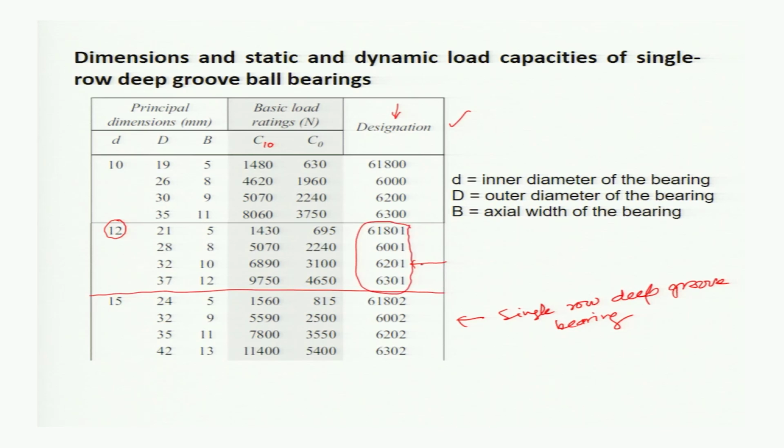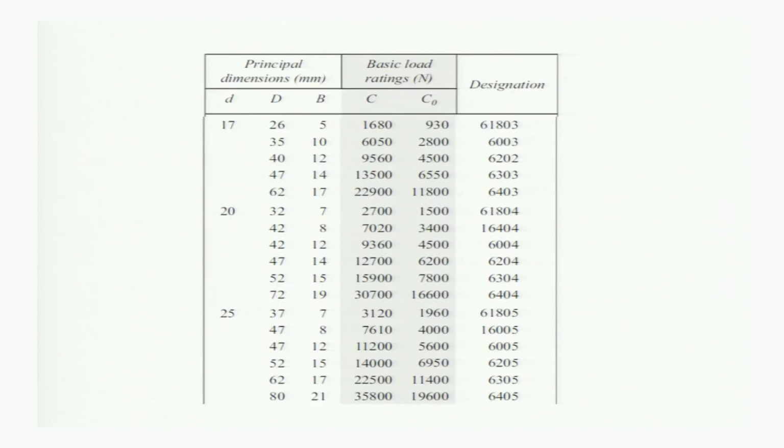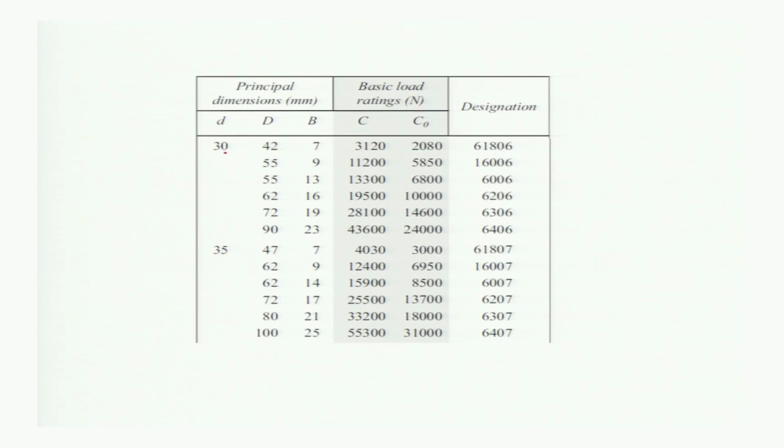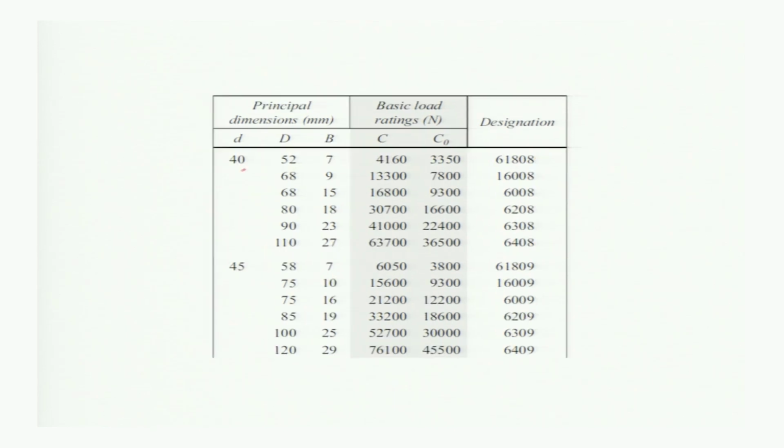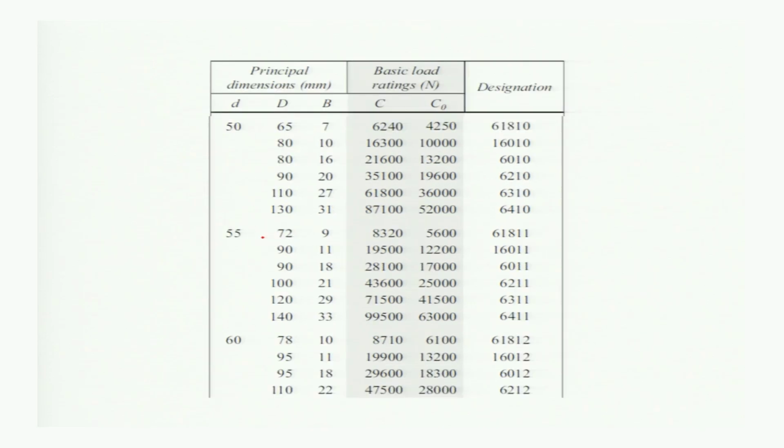So among them any one you will select as a trial bearing, and thus you will have a value of C0 and a value of this C10. This is the dynamic load capacity of this bearing. So the calculated value of C10 must be lesser than this, then this bearing will be appropriate. Now for other bore diameters, the tables are given for bore diameter 17, 20, 25, for bore diameter 30, 35, for bore diameter 40, 45, 50, 55, 60, the bearings are given. Okay.